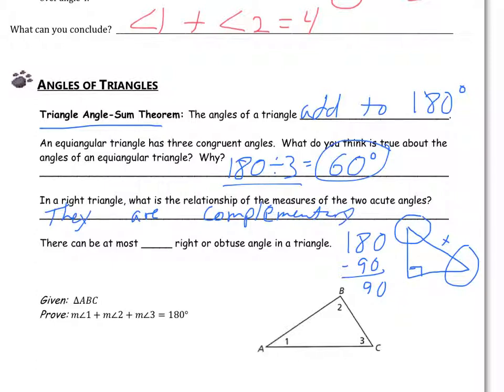And the last part of this section, there can be at most how many right or obtuse angles in a triangle? Well, the answer is 1, because if we have two right angles, that's 90 degrees plus 90 degrees, which is 180. Well, that's only two angles equaling 180, so we cannot have three angles measuring 90. We cannot have two angles measuring 90 or greater.